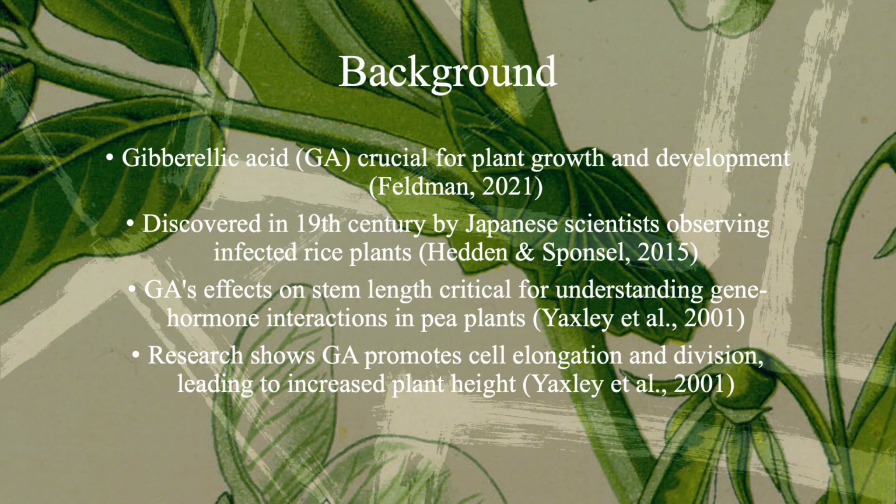As discussed previously, gibberellic acid plays a really important role in plant growth and development processes. The background is that Japanese scientists in the 19th century discovered that rice plants infected with Gibberella fujikuroi, a type of fungus, grew significantly taller than usual. Gibberellic acid's effect on stem length in both regular, normal pea plants and miniature, dwarf pea plants must be understood in order to understand how genes and hormones interact to drive plant growth. Research has shown that GA promotes cell elongation and division, which leads to increased plant height.